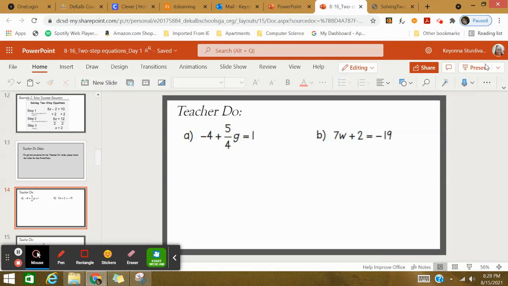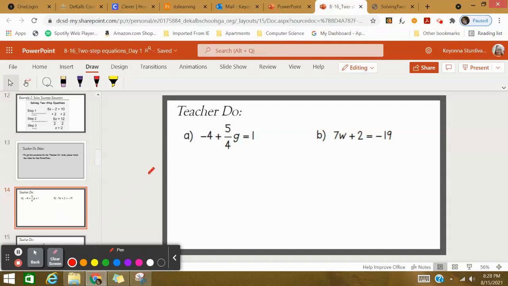So we have negative 4 plus 5 over 4g is equal to 1. Again, if you're doing a PowerPoint, you guys can click the draw tab and then click on the pen, and then you are able to change the pen color and all those great things and write directly on your screen. So the very first thing I want to do is get this variable by itself. In this case, our variable is the 5 over 4 times g. So in order to do that, I need to move this negative 4 here. The inverse of subtraction, because this is negative, will be addition. So I'm going to add 4 on both sides.